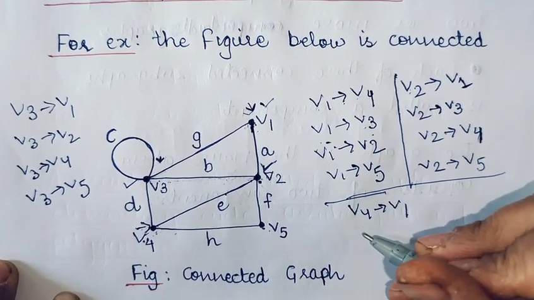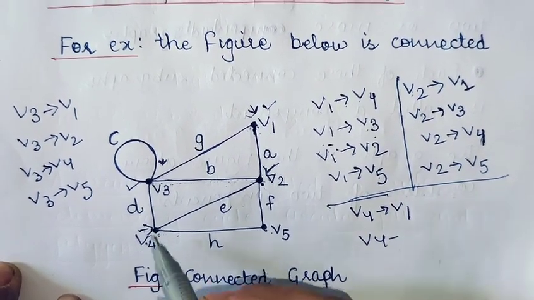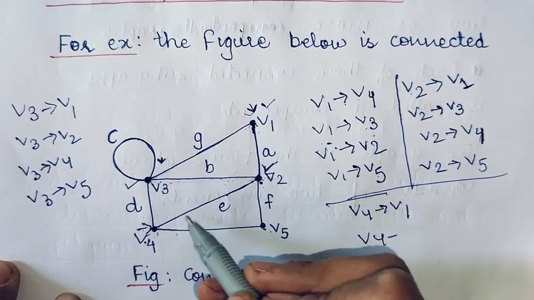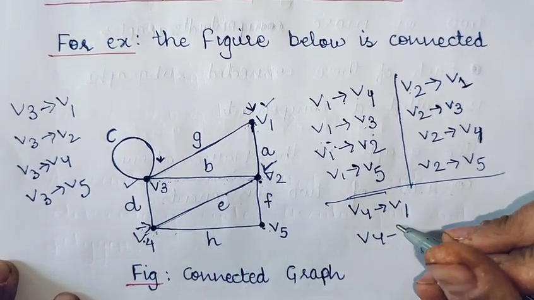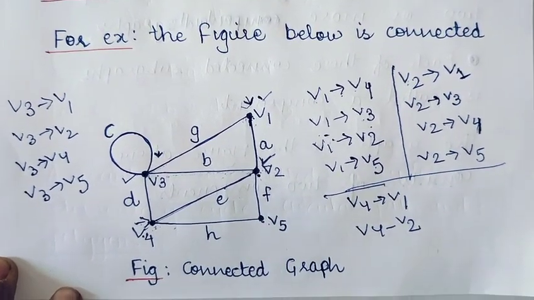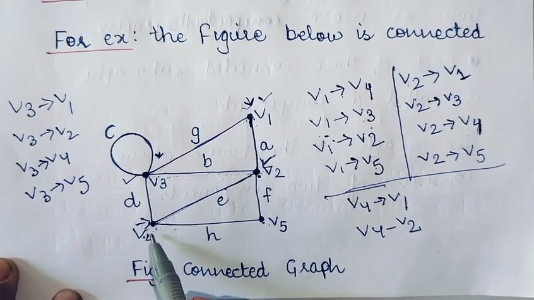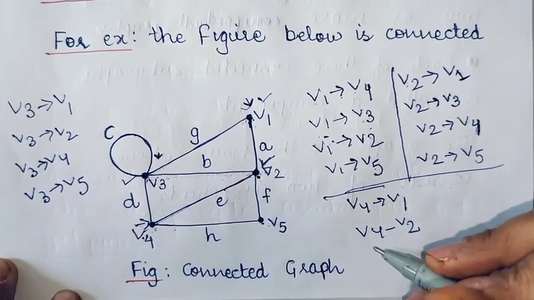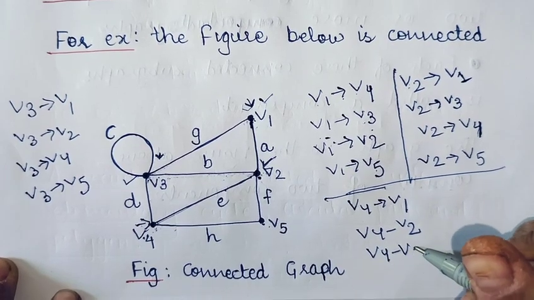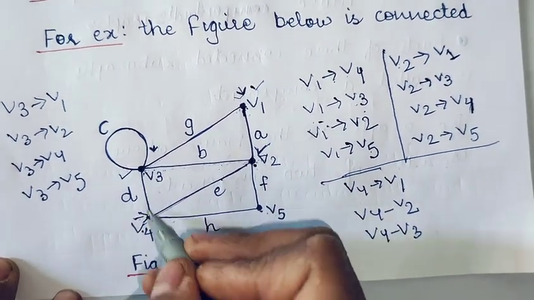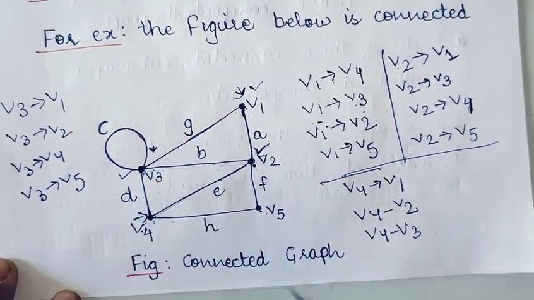So, there is a path from V4 to V1. Then let's see if there is a path from V4 to V2. There is a path from V4 to V2, we can see via the edge E. Then let's see if there is a path from V4 to V3. Yes, there is a path from V4 to V3 via edge D. So, V4 to V3 you have a direct path.